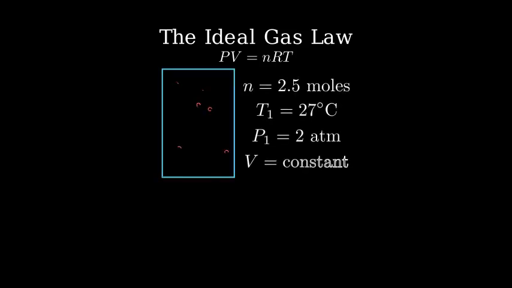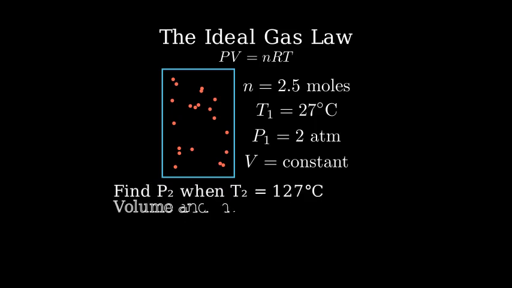Here's our problem. A container holds 2.5 moles of an ideal gas at 27 degrees Celsius and 2 atmospheres of pressure. If the temperature is increased to 127 degrees Celsius while keeping the number of moles constant, what will be the new pressure if the volume remains unchanged? Let's solve this step by step.